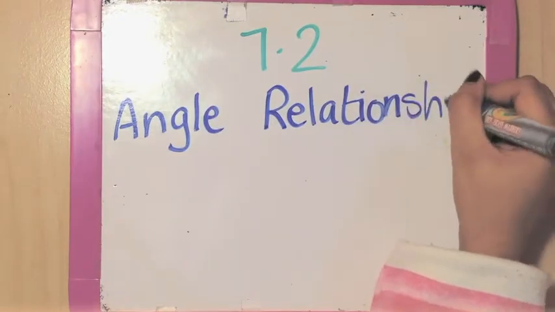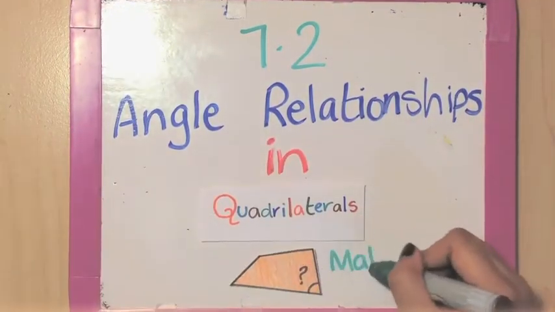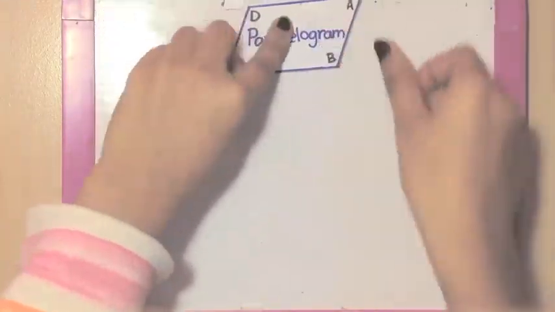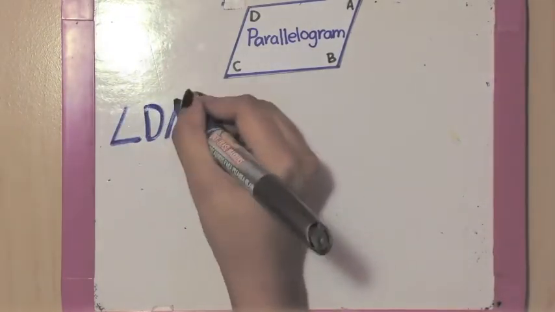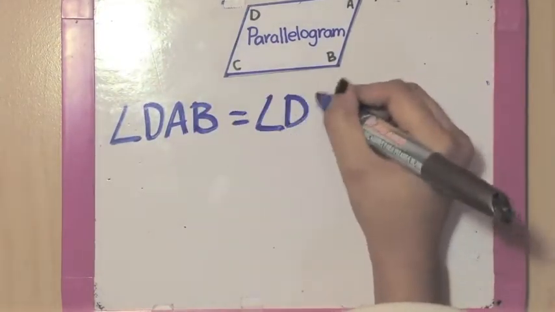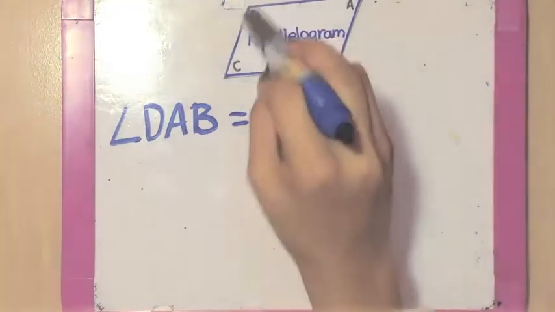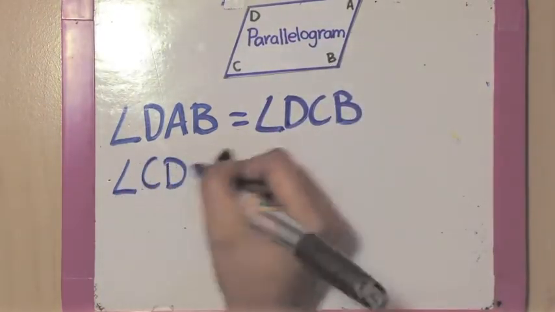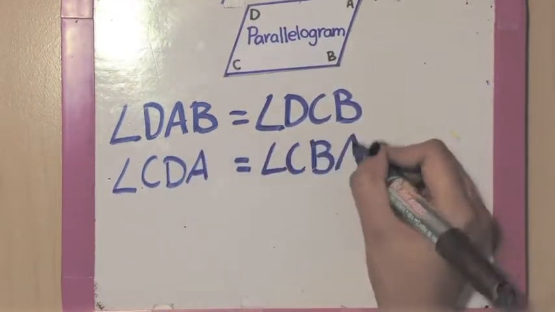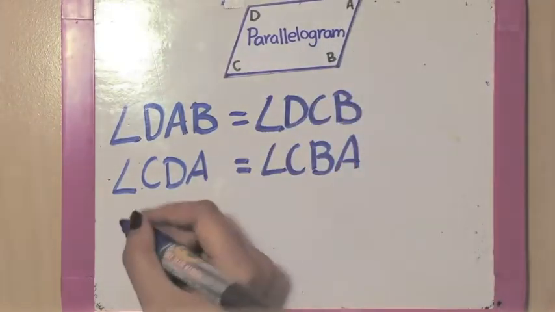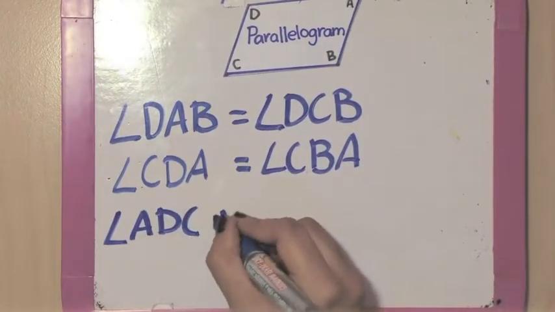7.2 Angle relationships in quadrilaterals. Here is a parallelogram. We can give each angle a letter name so it is easy to identify them. Opposite angles like DAB and DCB are equal, and so are angles CDA and CBA. Did you know that angles ADC and BAD equal 180 degrees?